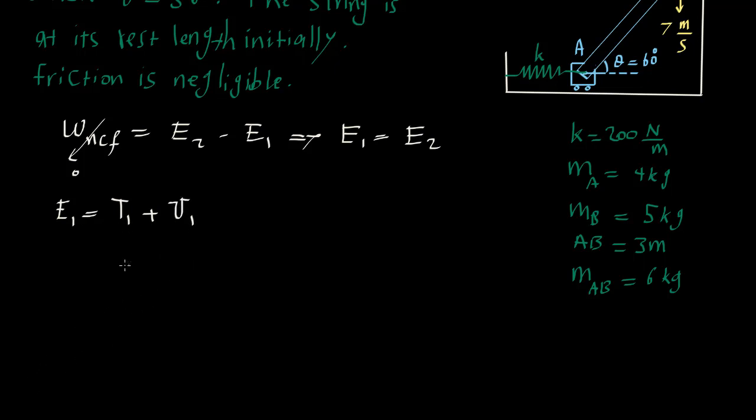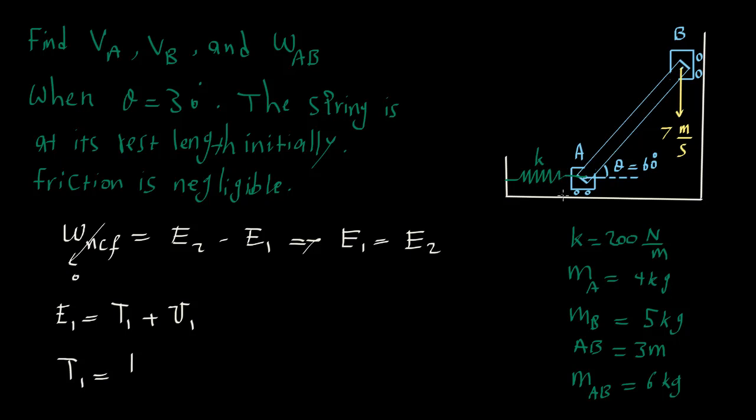So for kinetic energy, let's start with kinetic energy. T1 is equal to the sum of the kinetic energy for all the masses that we have in the system. We have two particle-like masses here, A and B. So their kinetic energy would be 1/2 m_A V_A squared plus 1/2 m_B V_B squared, plus the kinetic energy of this rigid body.